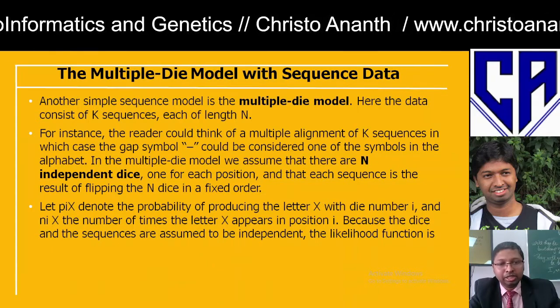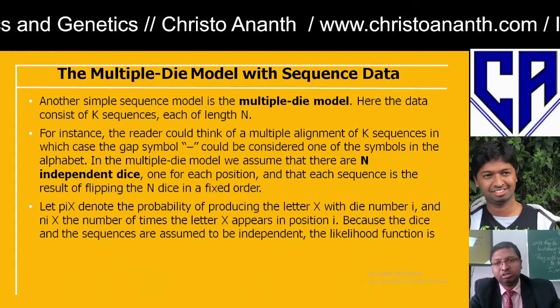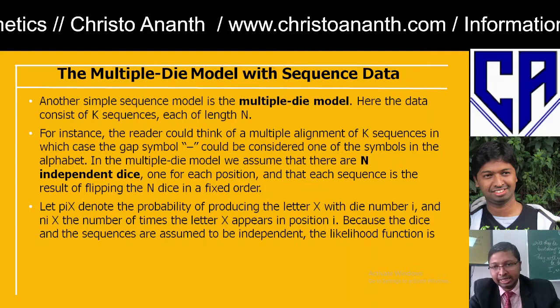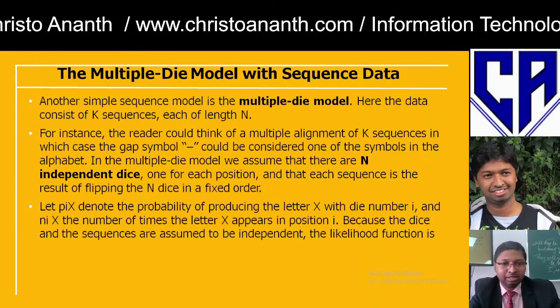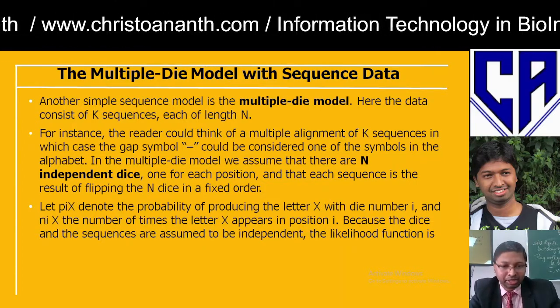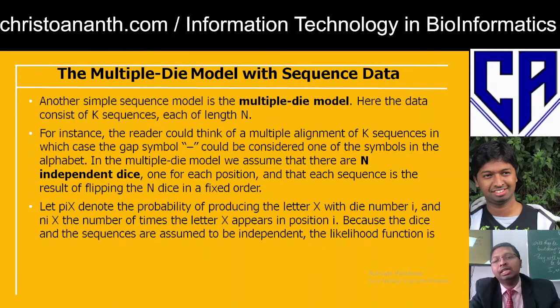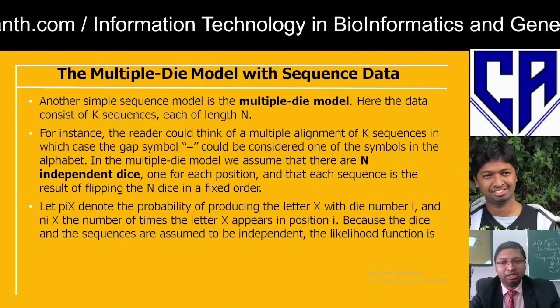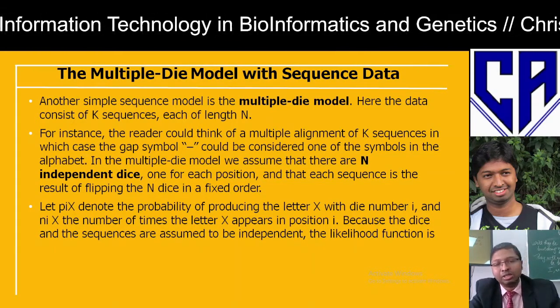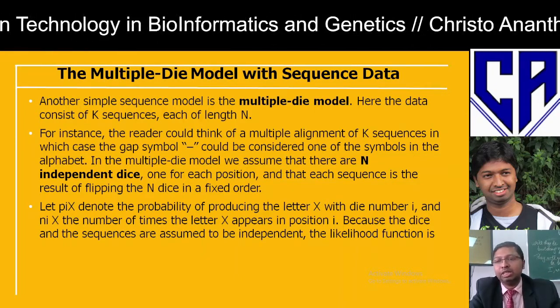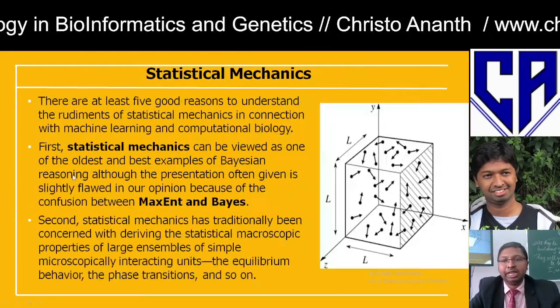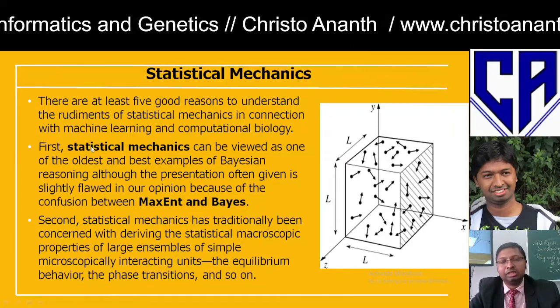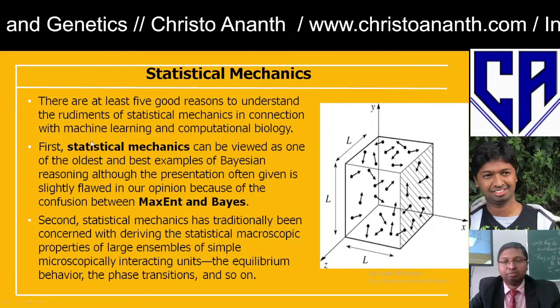Okay, so let us take the case where p_i(x) denotes the probability of producing the letter x with the die number i, and n_i(x) is the number of times the letter x appears in position i. Because the dice as well as the sequences are independent, we would be finding the likelihood function for the case of any of the functions.